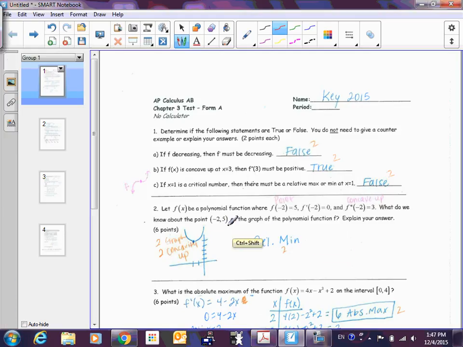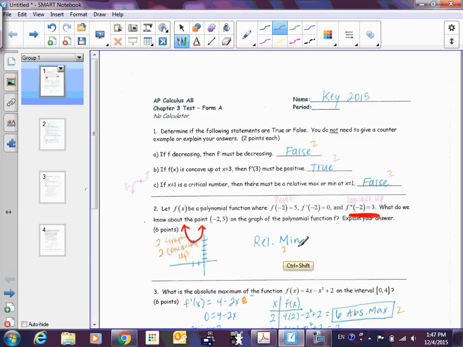I gave you credit if you just plotted the point. If you just attempted to make a graph, even if the graph wasn't completely accurate, you got 2 points. If you somehow mentioned concavity or drew concave up, you got 2 points. How do we know at the point -2, 5, the function is concave up? The second derivative is positive. At x equals -2, the second derivative is positive, and so that tells me by the second derivative test we have a relative min.